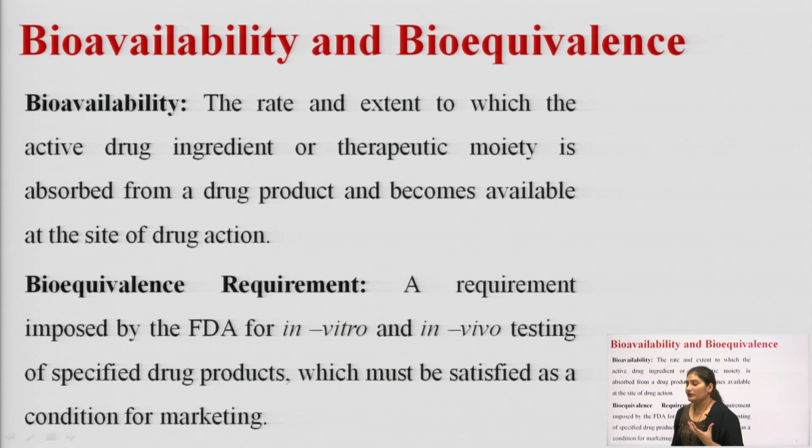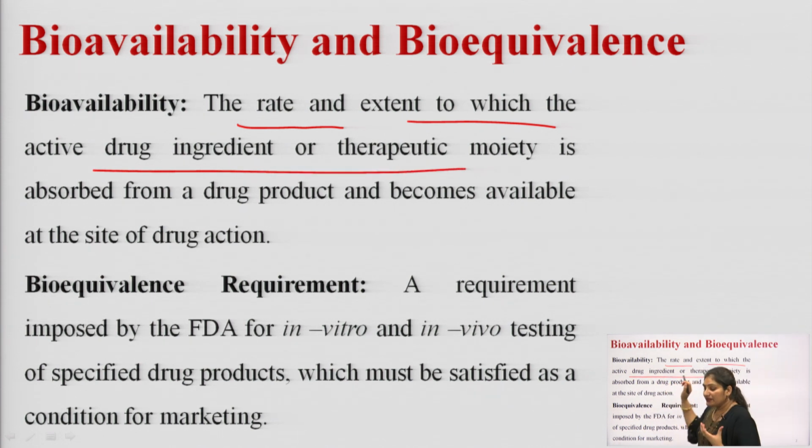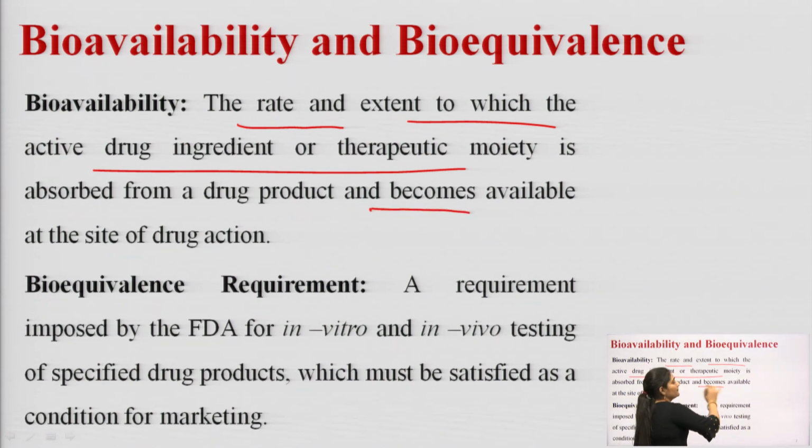So, what is bioavailability? It is the rate and extent to which an active drug ingredient or therapeutic moiety is absorbed from a drug product and becomes available at the site of drug action. It is the rate and amount of the active drug or therapeutic moiety that reaches the systemic circulation after getting released from the drug product, and it can be represented by the letter F.